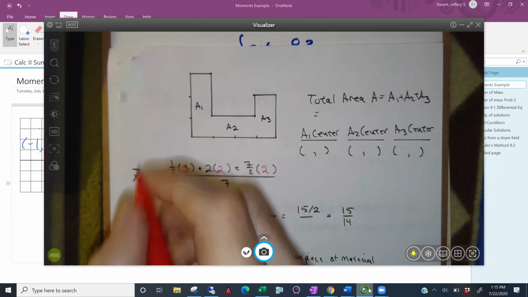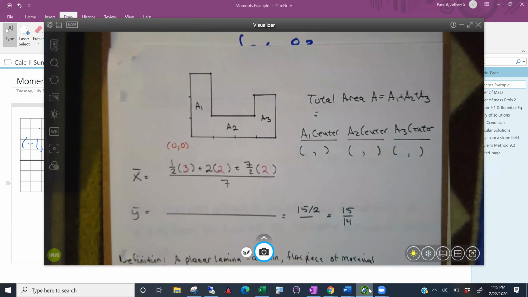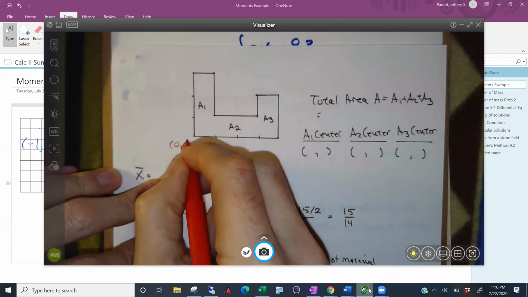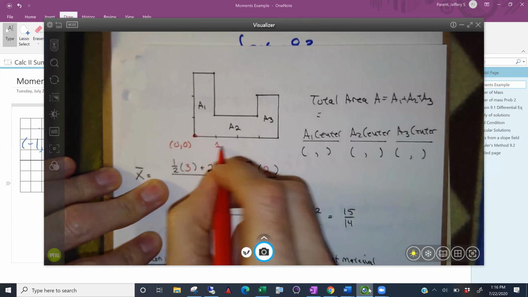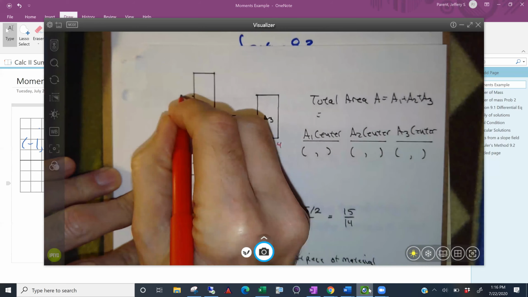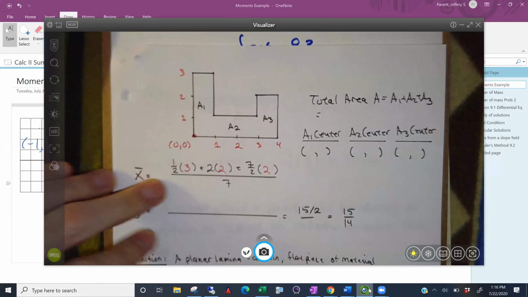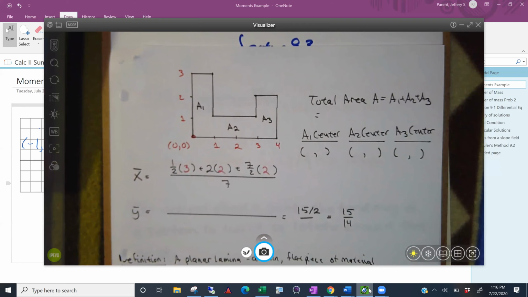Now, first of all, I'm going to put coordinates of 0 and 0 right down here. And then these tick marks are going to be units of 1. So 1, 2, 3, and 4. 1, 2, and 3. Okay, looks good. And let's work on finding the center of mass in a couple different ways.